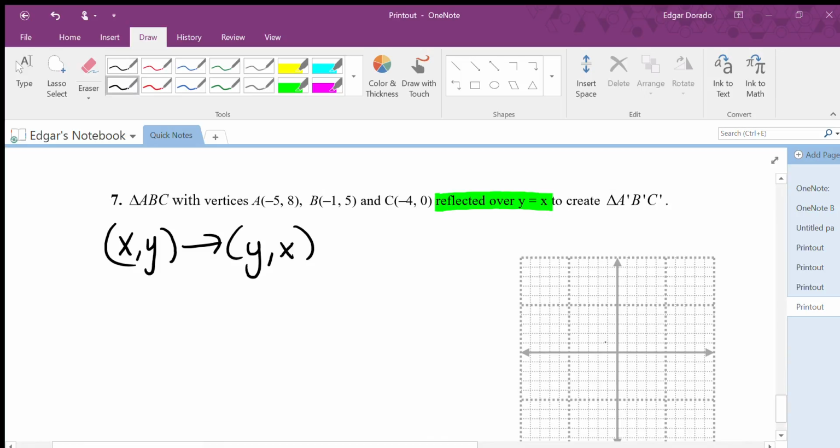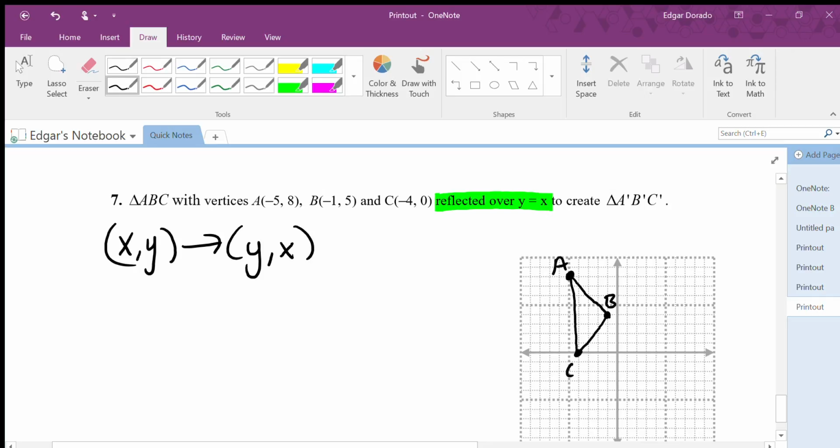A is at -5, 8. B is -1, 5. And C is -4, 0. So right there.